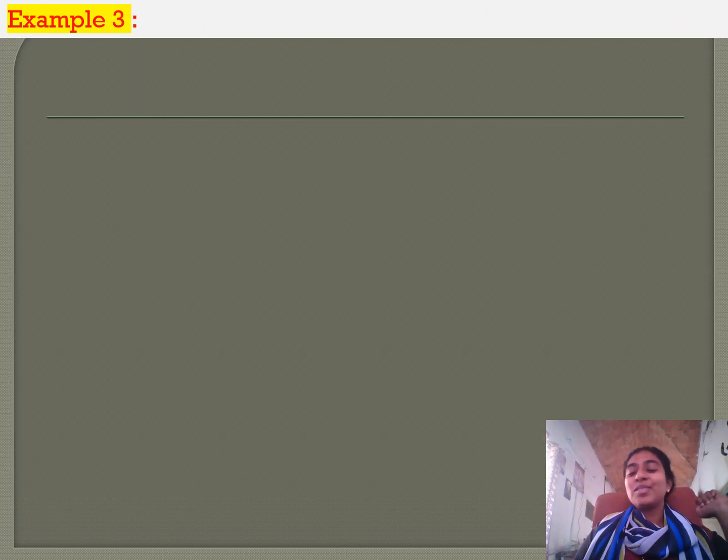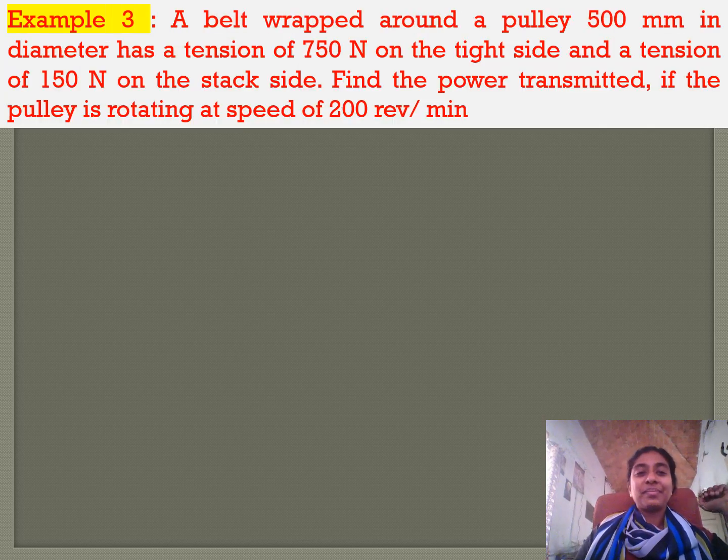We have one more problem. Okay, problem 3, a small problem. A belt wrapped around a pulley of 500 mm in diameter has a tension of 750 Newton on the tight side and a tension of 150 Newton on the slack side. Find the power transmitted if the pulley is rotating at a speed of 200 revolutions per minute.